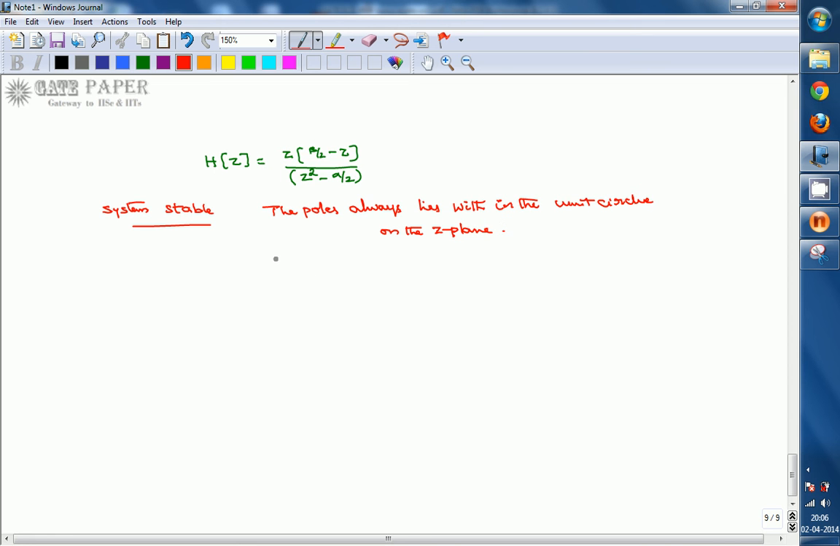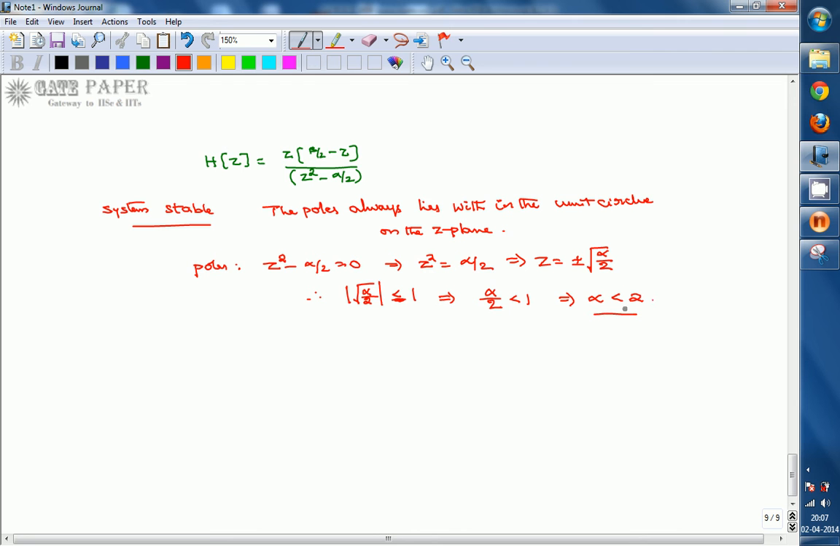Based on this condition, by finding the poles, we make the denominator equal to 0: z square minus alpha by 2 equals 0, then z square equals alpha by 2, then z equals plus or minus square root of alpha by 2, and this magnitude must be less than 1. Applying the square on both sides, it becomes alpha by 2 less than 1, so alpha is less than 2. So taking the condition that the poles lie within the unit circle, we got the condition alpha less than 2. That is one condition.